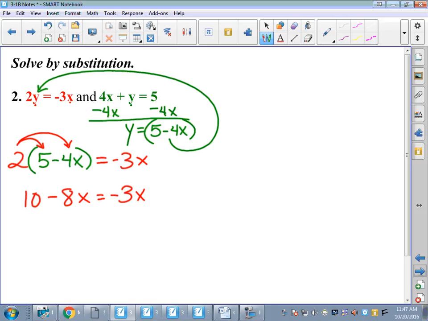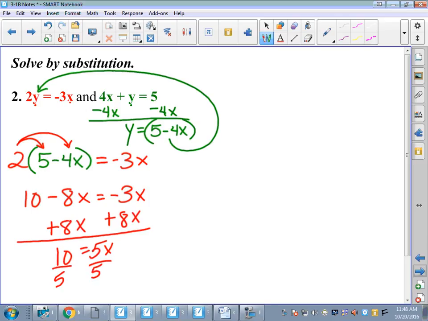Trying to get x on one side, the number on the other. I'm going to add 8x to both sides. 10 is equal to 5x. Divide both sides by 5. X is equal to 2. We're halfway there. We got one of our coordinates.